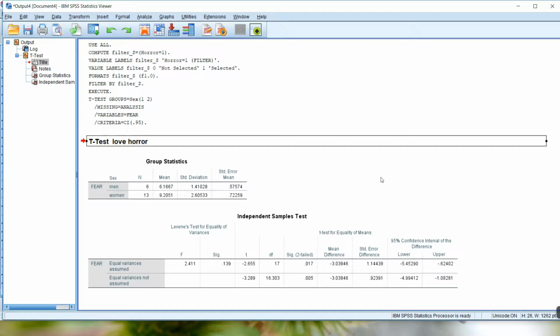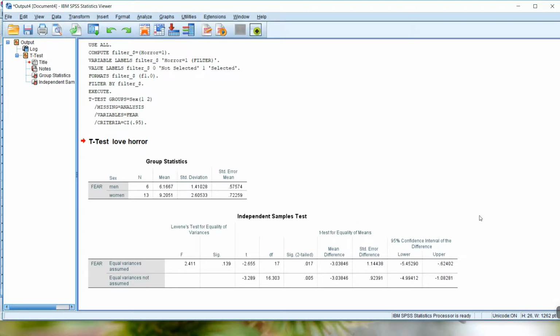I often like to type in what I'm looking at, so later when I look at my results, my output file, I'll know. I won't have to guess. You can figure it out from this, but it's so much easier just to say, oh, these are the people who love horror movies.